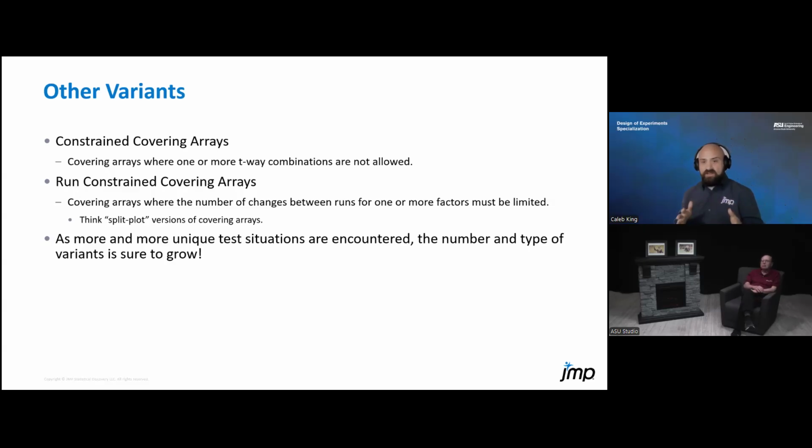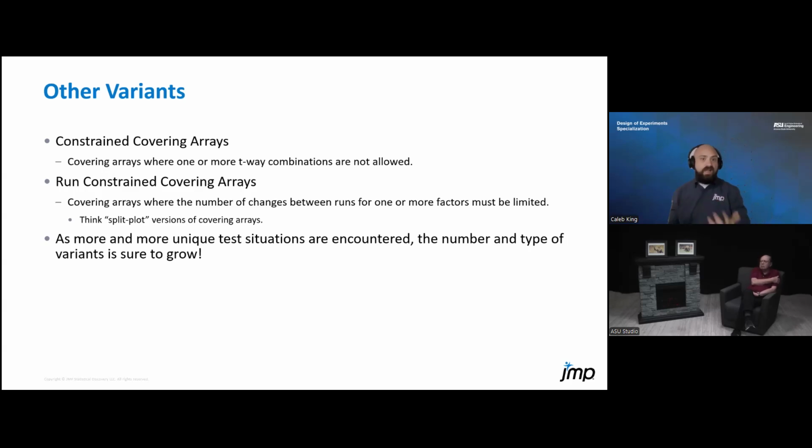Then there's what I'm calling run constrained covering arrays. There's probably a better name. The best way to think about this is, what if I have a covering array and one of the factors is a split plot factor or a whole plot factor, where I can't really make too many changes with that factor? It's really hard to do that. So I've got some constraints on the run ordering there. That's something that we're actively researching. I believe Bill Fisher, who I mentioned earlier, has a paper in the works on applying split plot methodology to covering arrays. So now you can have certain factors that are really hard to change.